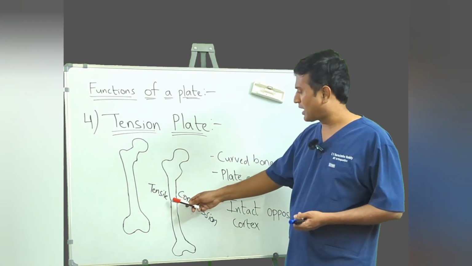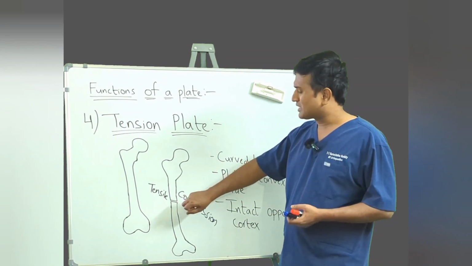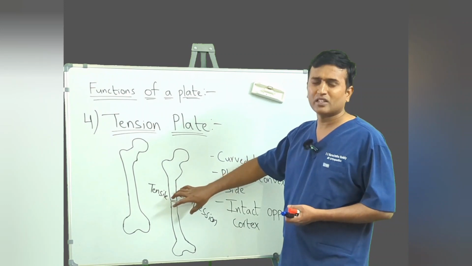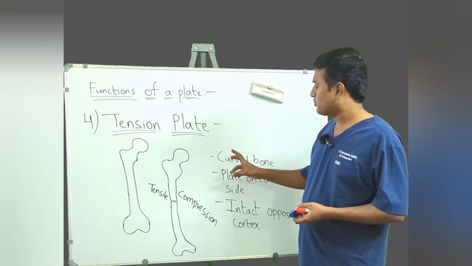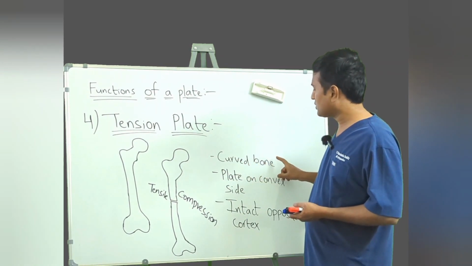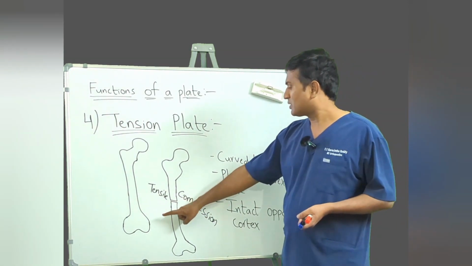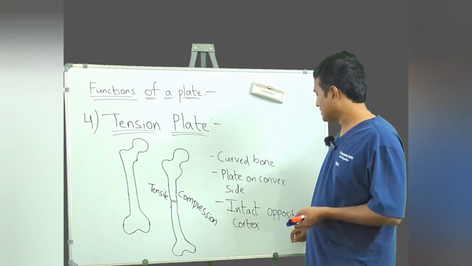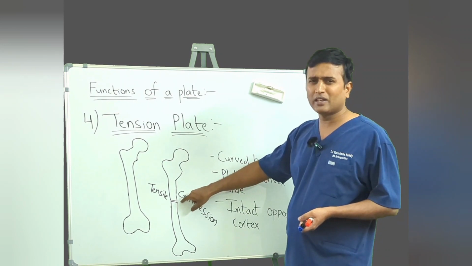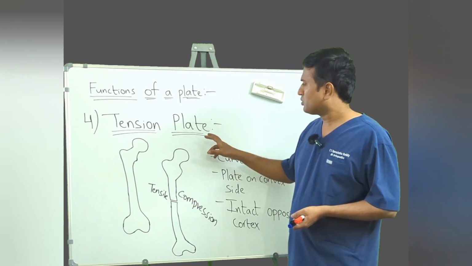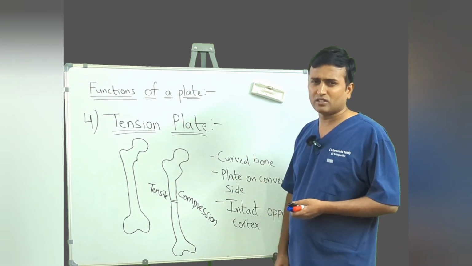So whenever there is a fracture in the shaft of the femur, and we are going to fix a plate on any curved bone, we have to keep three things in mind. Whenever we are going to use a tension plate, first of all, the bone should be a curved bone, and the plate should be fixed on the convex side. And the third one is the opposite cortex. This cortex should be intact and it should not be a comminuted fracture. With that, the tension plate can give you a proper fixation.